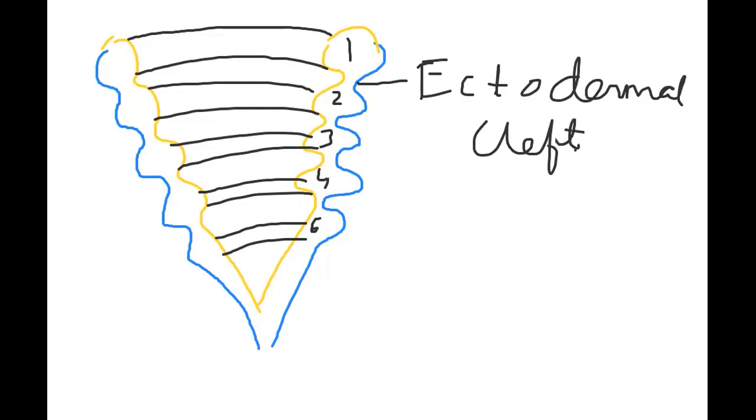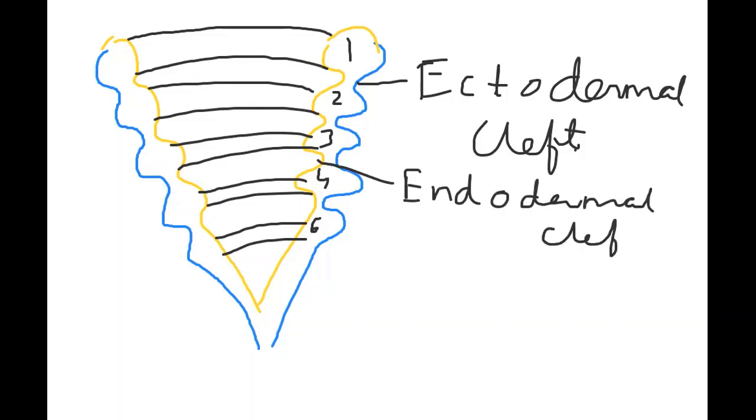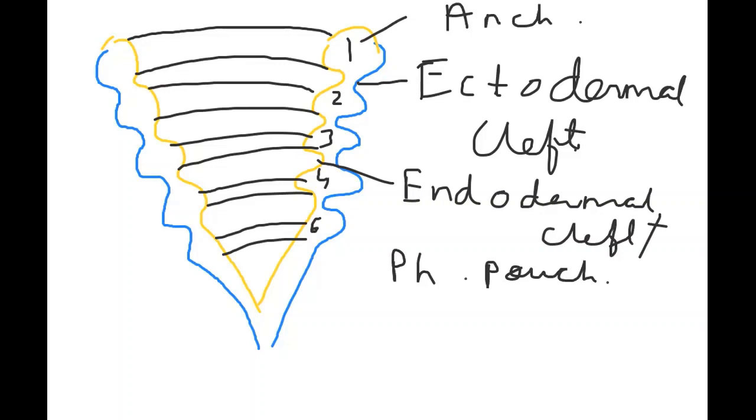Whereas the one in the endoderm is the endodermal cleft or pharyngeal pouch. So we have these three structures with us: pharyngeal arch, ectodermal cleft, and endodermal cleft, or pharyngeal pouch. Whatever structures of our interest we are going to discuss today will develop from one of these structures only.